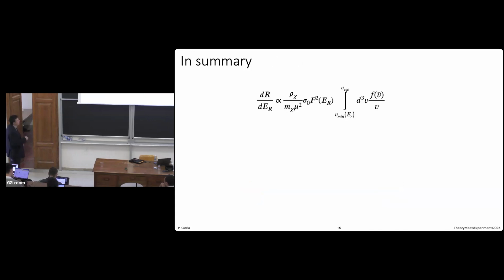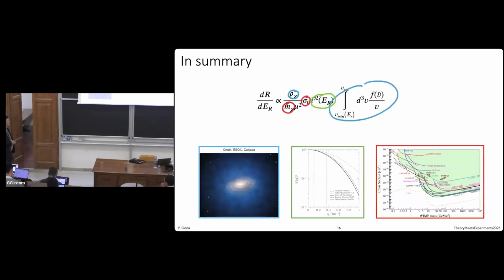And you see how this is extracted, just to remind you about the rate you expect. This is under elastic scattering conditions, standard halo, everything. You have information that comes from the halo, so the local density and the velocity distribution. You have a component that is the nuclear form factor, so the way your detector is made, and you have the ingredients from your WIMP candidate, so the mass and the cross-section.